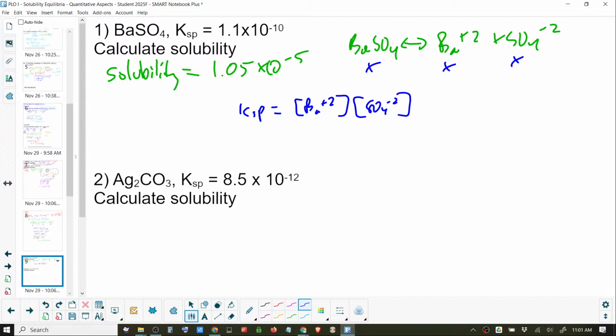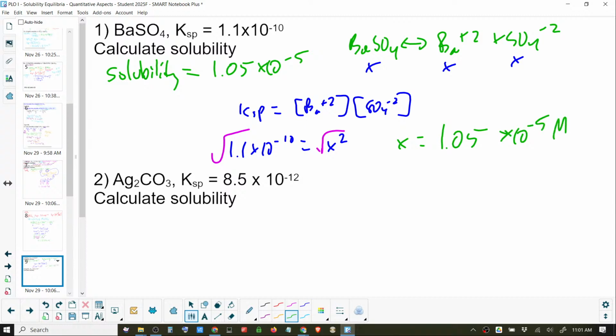Okay, we have an answer for the first one. A reminder, KSP doesn't have units, but solubility does, so they'll always be moles per liter. Anybody have an answer for the second one? How many people have an answer for the second one? Just one? I'll wait a little longer then. Thank you.